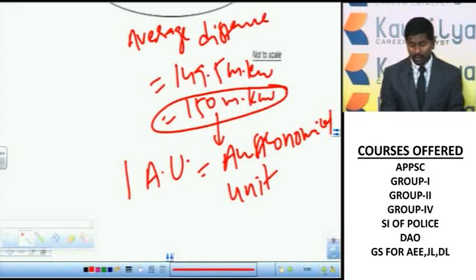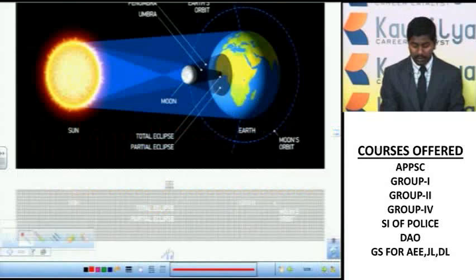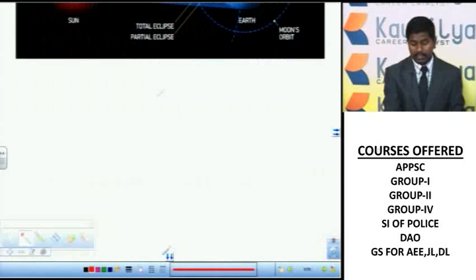Then one more effect of the earth revolution is eclipses. Eclipse, in general, means a shadow.